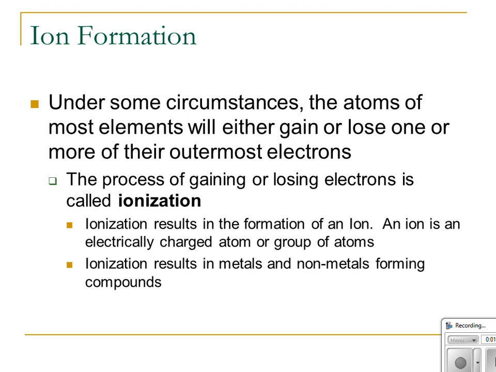Now, ionization results in metals and nonmetals forming compounds. We're going to talk about different ideas of when nonmetal and nonmetal come together and when certain compounds form. But for right now, the idea of a metal and a nonmetal coming together is called an ionic compound.